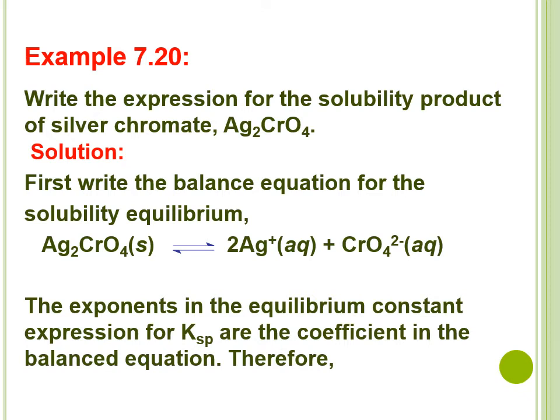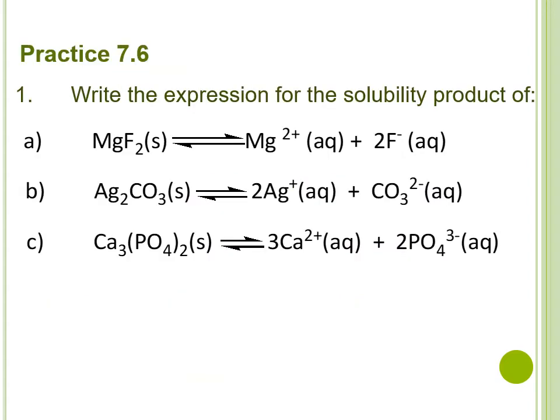The exponents in the equilibrium constant expression for Ksp are the coefficients in the balanced equation. Therefore, the Ksp would be the concentration of Ag+ to the power of 2 multiplied by the concentration of ion CrO4 2-. There goes the formula that we have seen in the previous slide. The next part is for you to do practice 7.6.